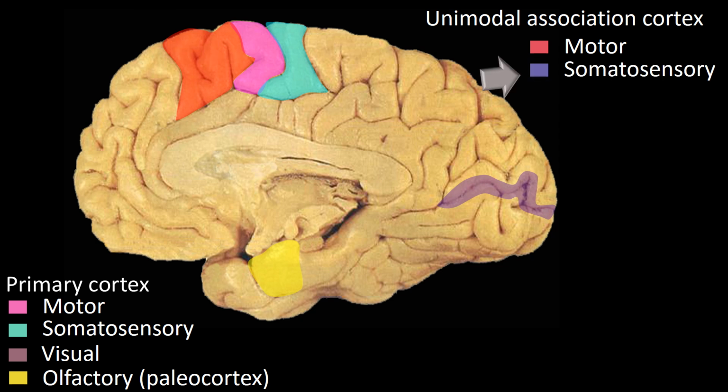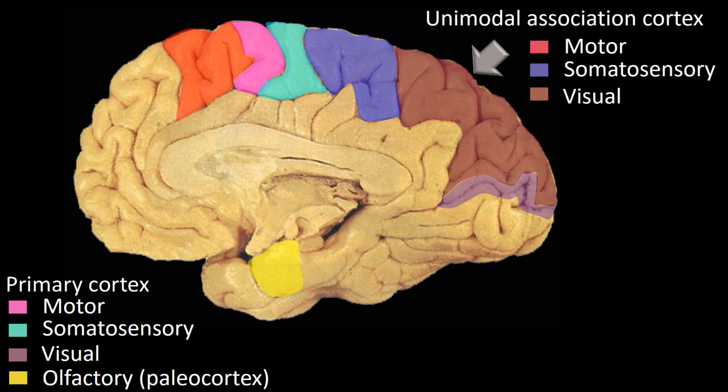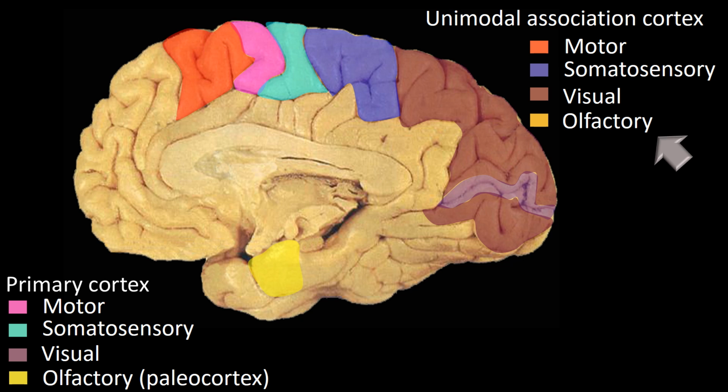The somatosensory unimodal association cortex is found just behind the primary somatosensory area, and the visual unimodal sensory cortex occupies the parietal and part of the occipital lobe. The fourth unimodal association cortex present in the inferior mesial area of the brain is the olfactory unimodal association cortex, which is, as expected, close to the olfactory primary cortex.